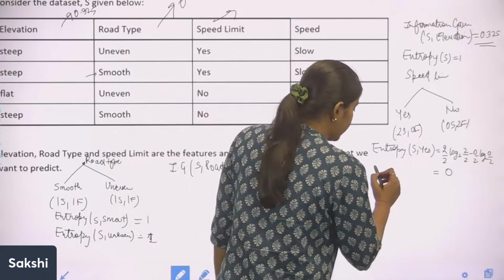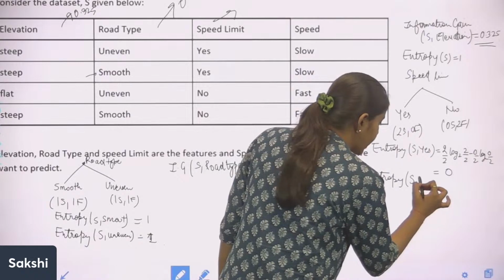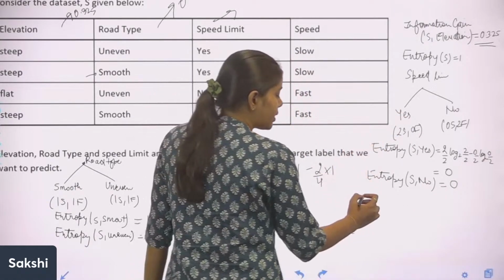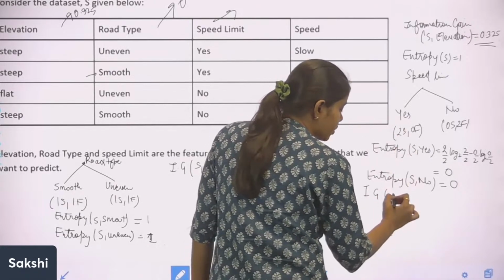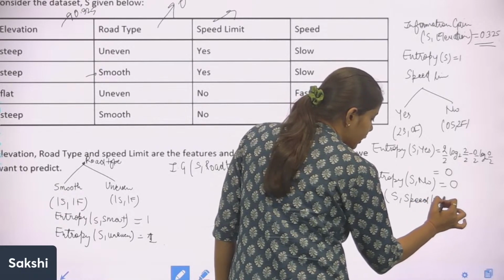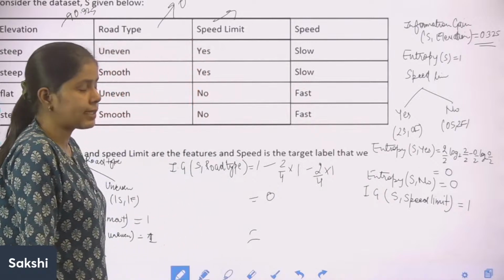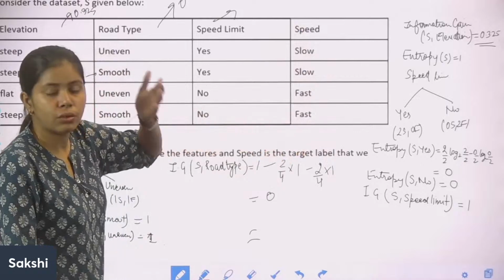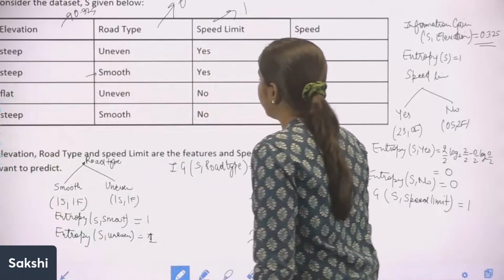Okay, so now entropy of S comma no, and similarly in this case you would get entropy as 0. Both entropies are 0, so for information gain, guys, I am not solving it completely, you can just solve it by yourself. For speed limit you would get the information gain as 1. You would get this information gain as 1 because it would be 1 minus 2 by 4 into 0 minus 2 by 4 into 0. So that's why it is 1. So for this we are getting information gain 1.